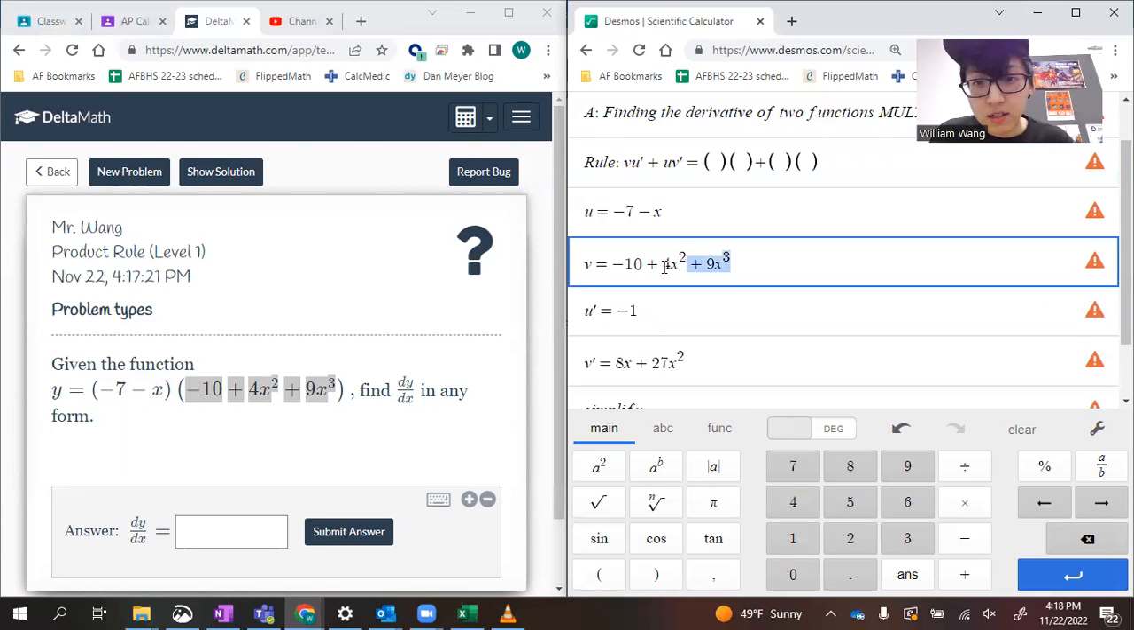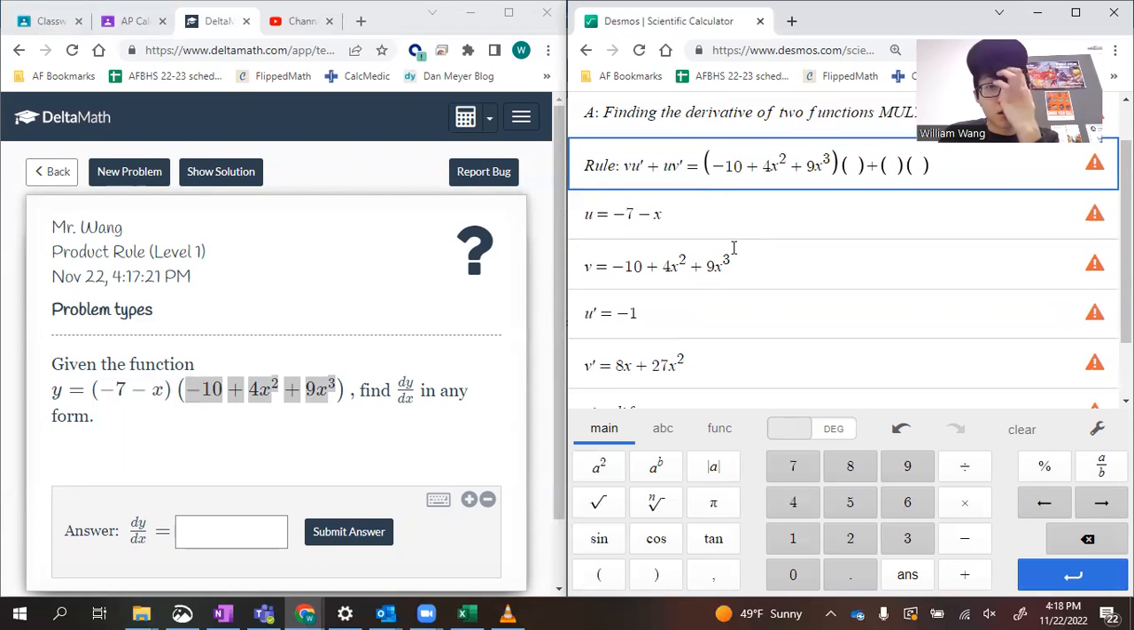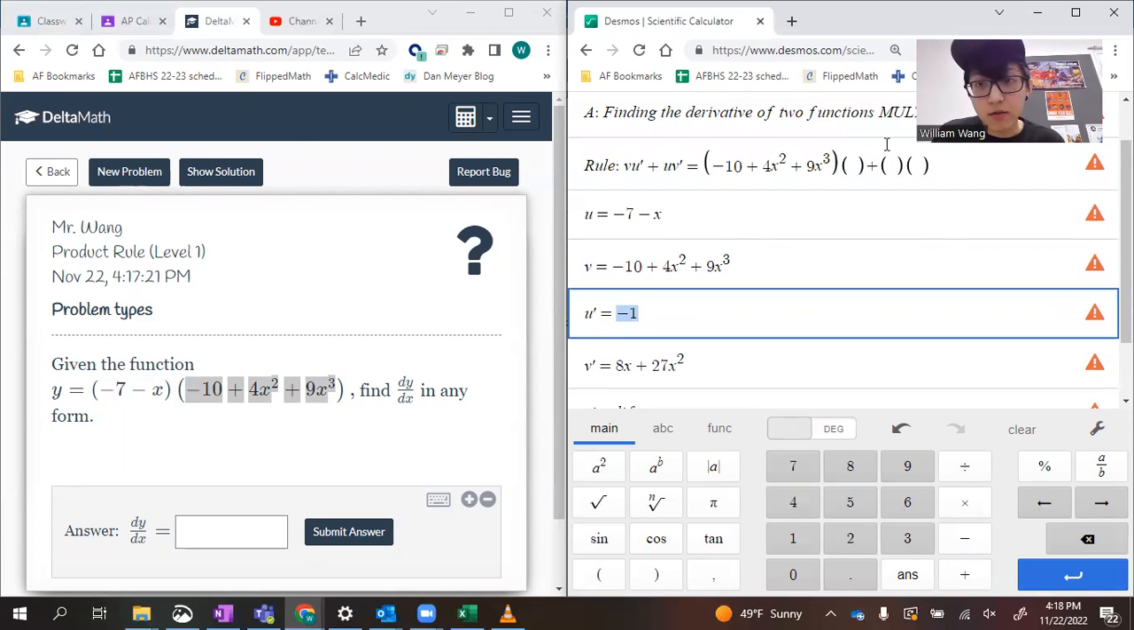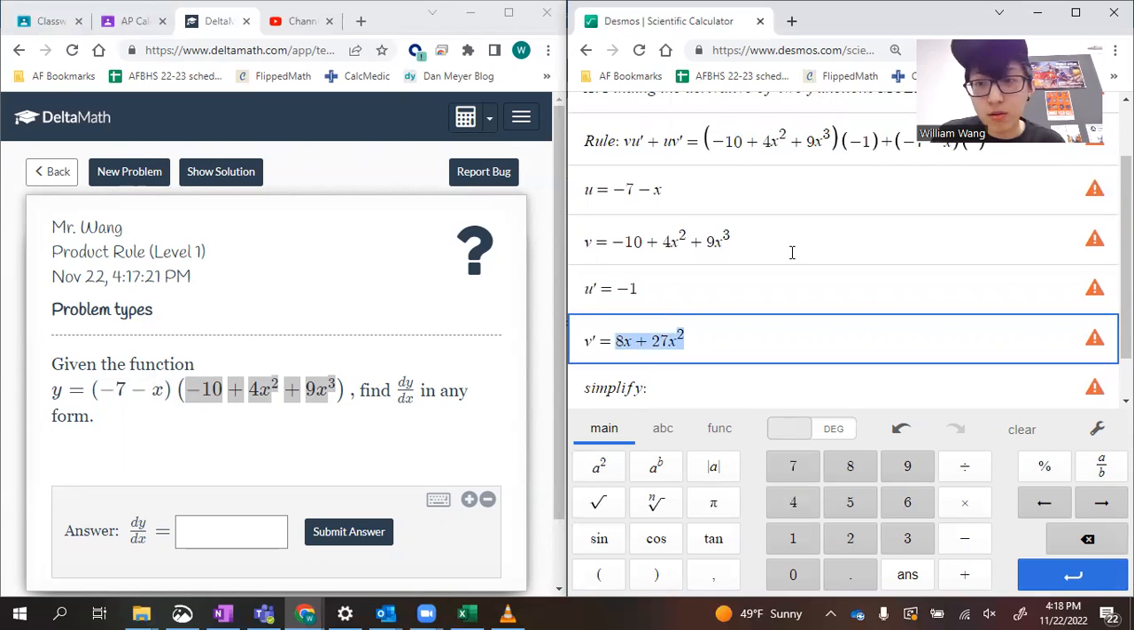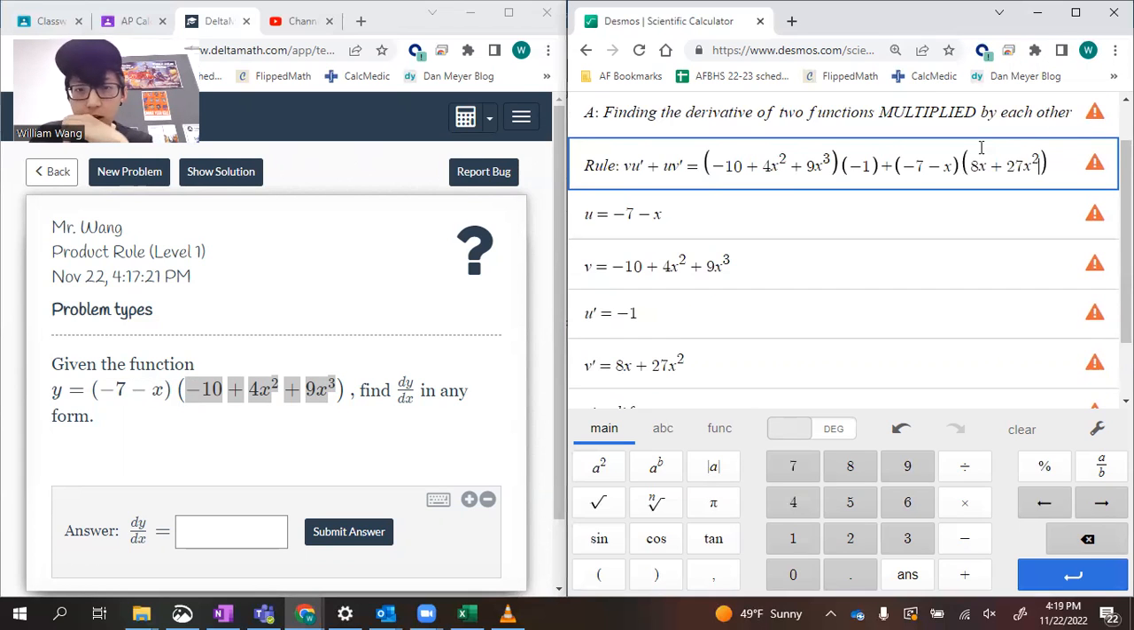So my v is this. To make sure I don't make mistakes, I'm just gonna copy and paste it. Times u prime, I decided was -1, plus uv prime. So -7 minus x. V prime is 8x plus 27x squared. Let me just make sure I didn't make any mistakes. All right, looks good to me.